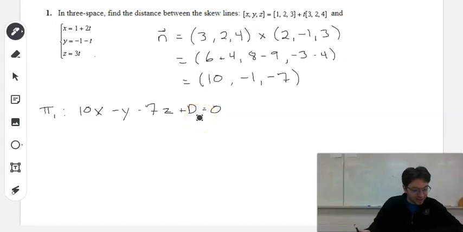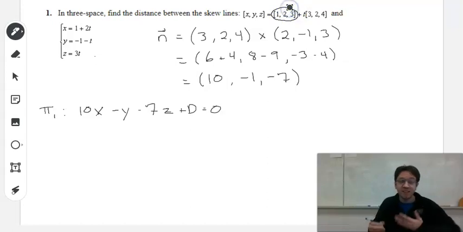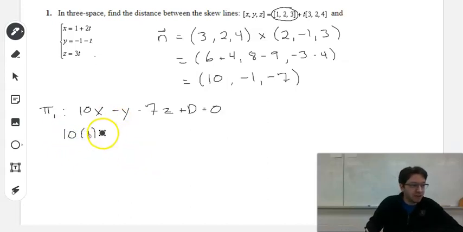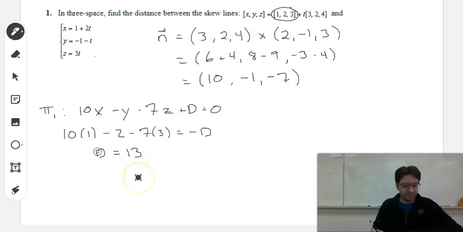Alright, so that's a plane, and it doesn't really matter if you choose to make a plane for the one that the second line lies on or that the first line lies on. I'm doing one for the first line, so what I'm going to do then is take a point on that line, which I know will therefore be on the plane, and I can solve for d. So that would be 10 times x, which is 1, minus y, which is 2, minus 7z, which is 3, equals negative d. So you can rearrange and solve that to get d equals 13.